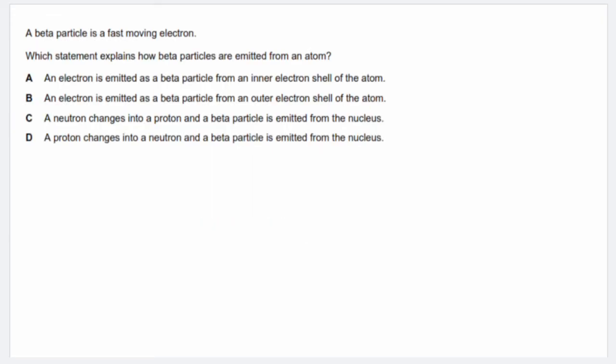So finally, coming back to this question, where does the beta particle come from? During a negative beta decay, essentially a neutron changes into a proton, and it's during that process that a beta particle is emitted from the nucleus. Therefore, the answer is C. And that is it.